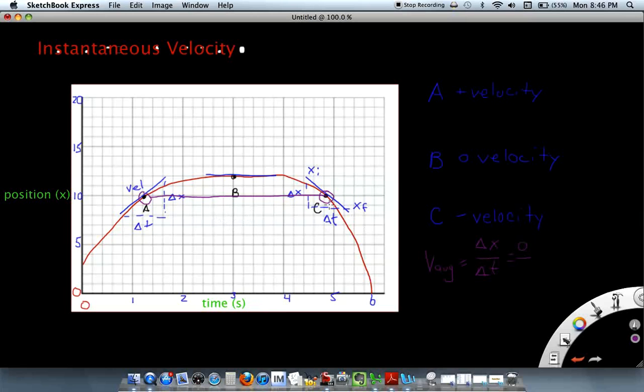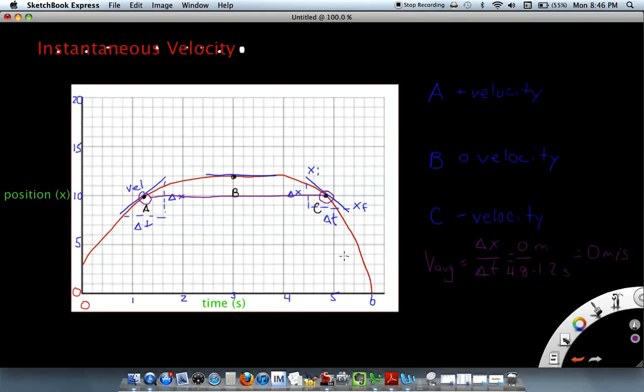The change in time is roughly 4.8 minus 1.2. And that's in seconds, but the change in position is 0 meters. And so the velocity average from point A to point B is 0 meters per second.